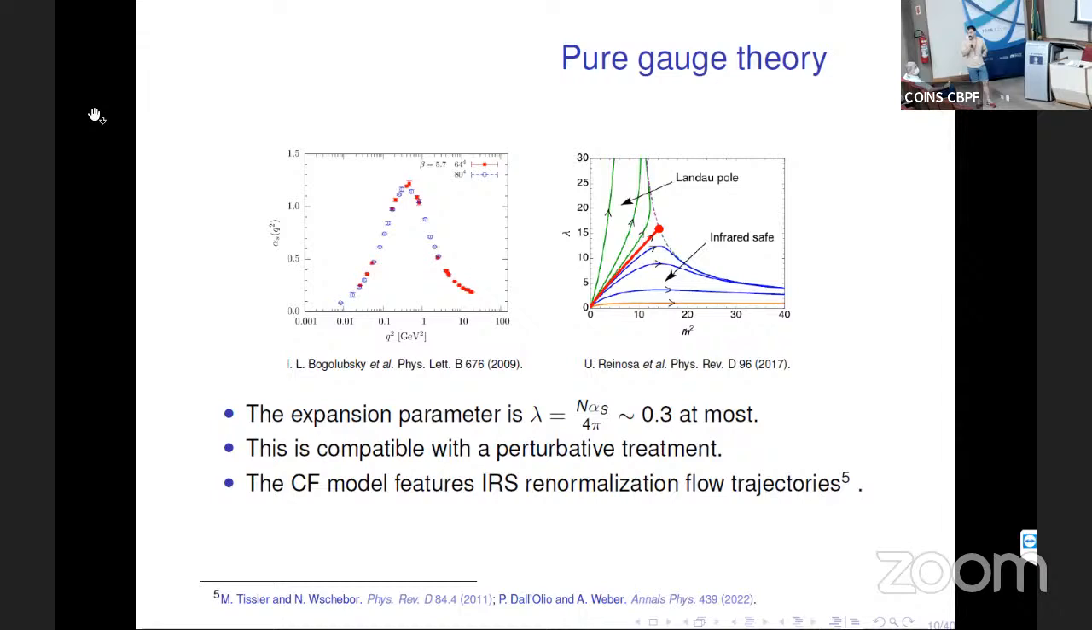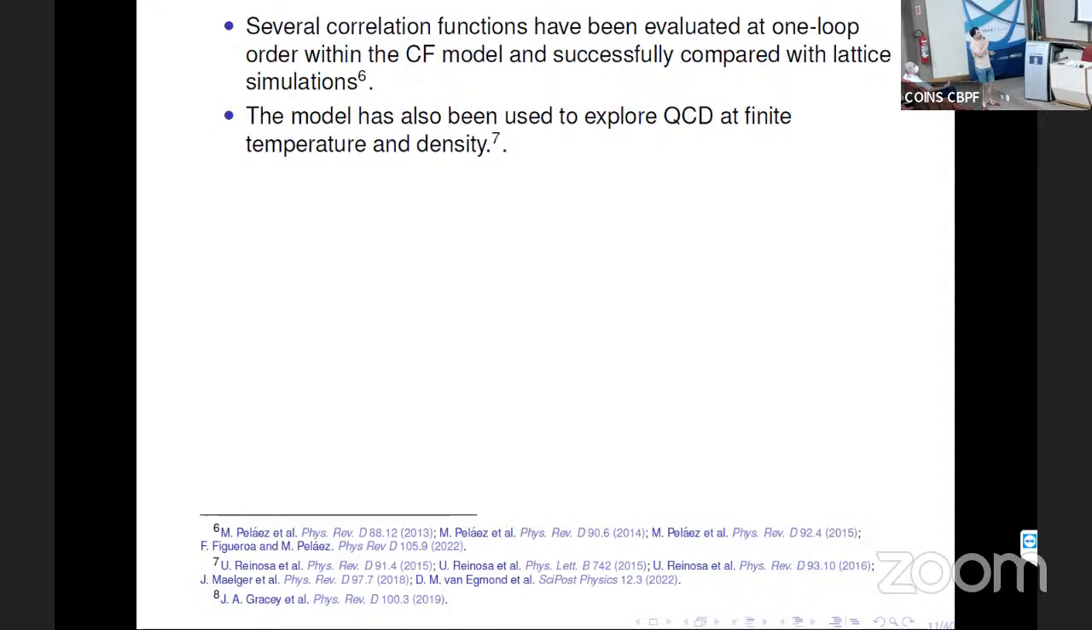So several correlation functions have been evaluated at one loop order within the Curci-Ferrari model and have been successfully compared with lattice data. This is essentially what Marcela and other collaborators have been doing. And the model has also been used to explore QCD at finite temperature and density, also successfully.